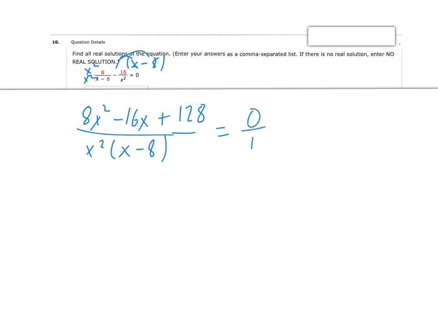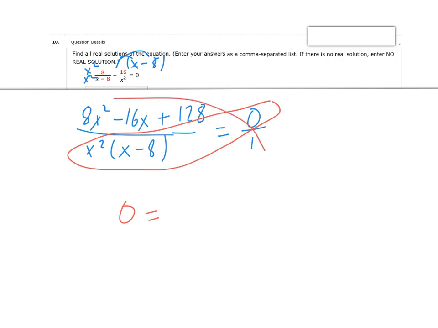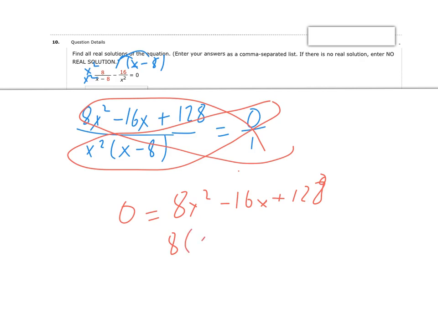And so then I'm going to go ahead and cross multiply here. So then obviously 0 times anything is 0, and then 1 times anything is just itself. So really I'm just solving this now, so that's pretty easy. I do see we have a GCF here, and it's 8, so I'm going to take out an 8. That leaves me with x squared minus 2x plus 16.